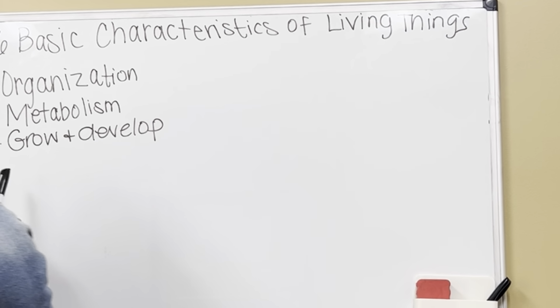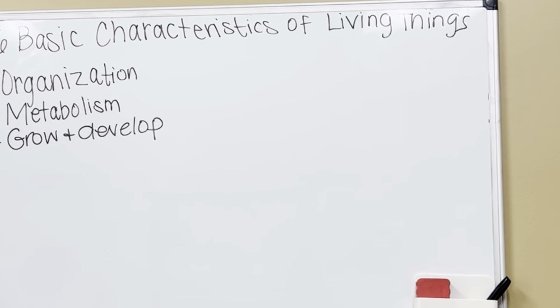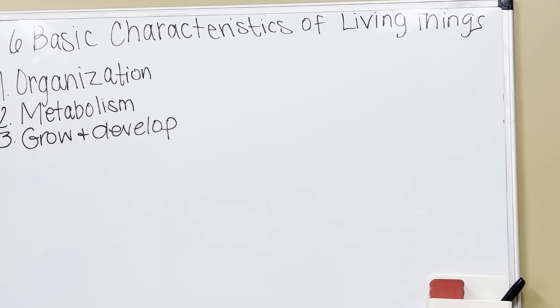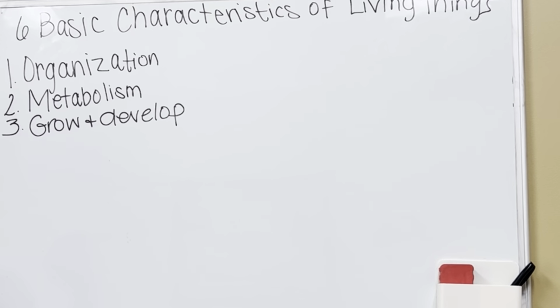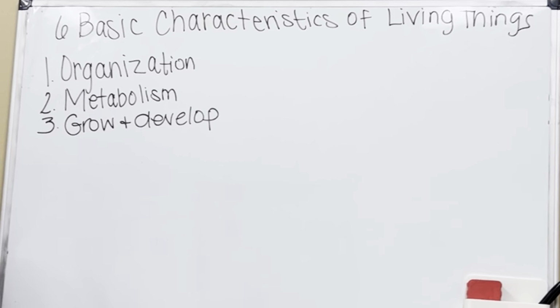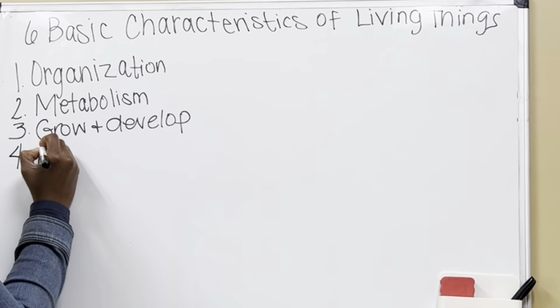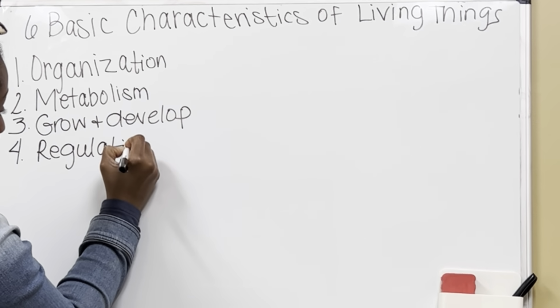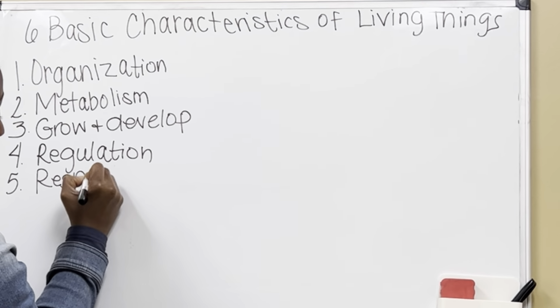So living things grow and develop in complexity. An example of that would be a sperm and an egg coming together to form a fetus, and so it grows and develops in complexity. Number 4 is regulation, so they have to be in order. And then number 5 is responsiveness.